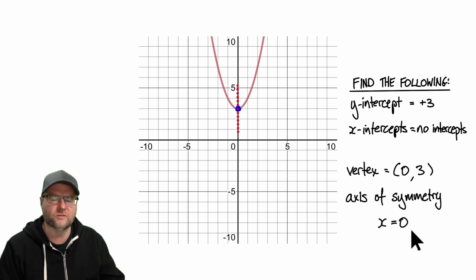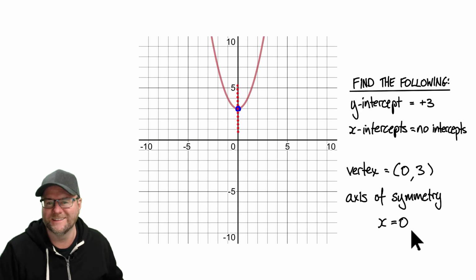All right, not too tricky. Hope you followed all of that. Feel free to pause and rewind. But just be aware, for the x-intercepts, there might be 2 of them. There might be 1, or in the case that we just looked at, there are none.